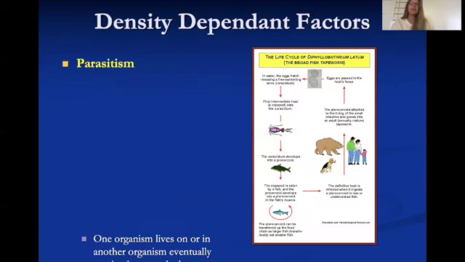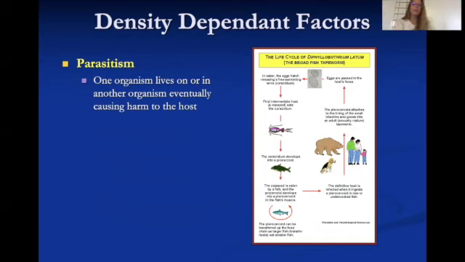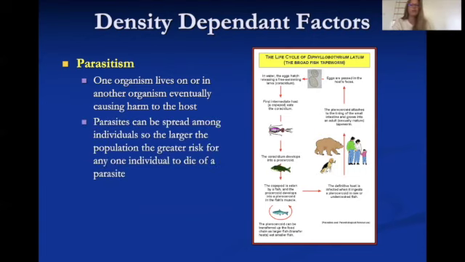All right, more. Parasitism. Remember, parasitism is one organism that lives on or in another organism, eventually causing harm to the host. Parasites are spread among individuals. So remember when you were in elementary school and they used to do those head lice checks? Lice is a parasite. And if you're in high density, if you're close together like you are at school and you're napping and you're playing and your hair is touching, you can spread lice to each other. But if you're at home and you are never in contact with another individual, then you're not going to get the lice. Same thing's happening out in our wild population. If there's a lot of individuals in close contact, they're going to spread parasites among them.